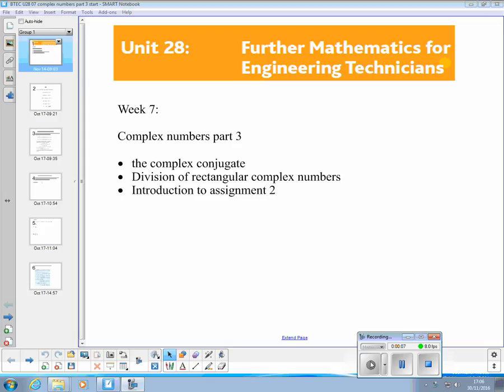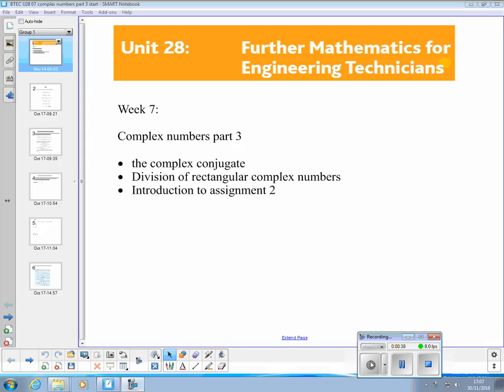Week 7, third part of complex numbers. Tonight, we will be looking at something called the complex conjugate of a complex number. We need to know about that to be able to do division of rectangular complex numbers. Then I'm going to issue assignment 2, which is the assignment on, you guessed it, complex numbers.